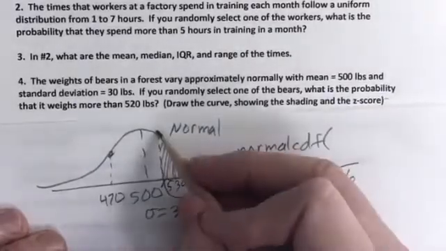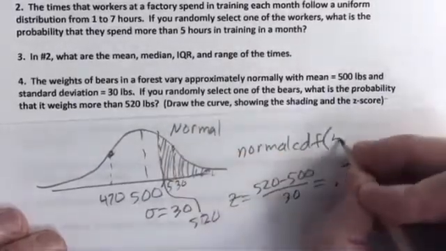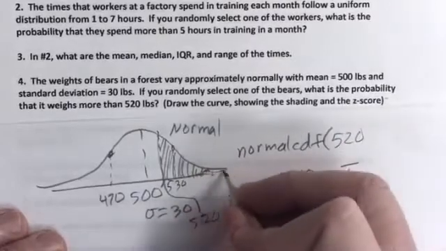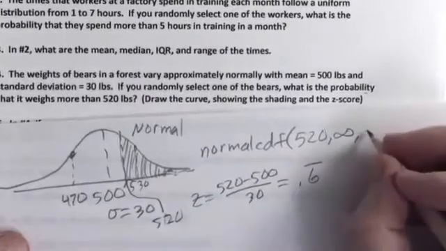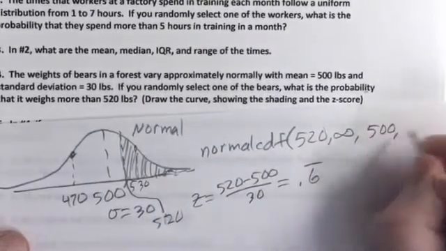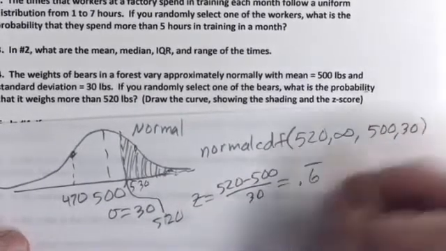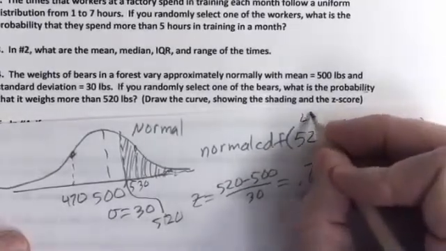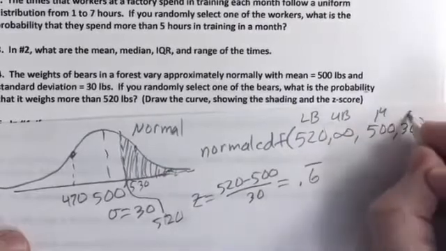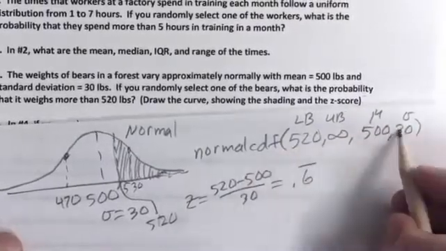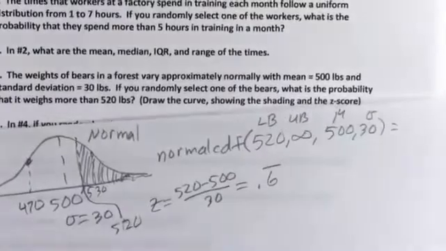The shaded area starts at 520, and then it goes to the right forever, to infinity. And then we put in our mean and our standard deviation. This is considered showing your work right here. Label this as LB for lower bound, UB for upper bound, mu for the mean, sigma for the standard deviation. Writing that is showing your work. And so let's do this. All right.